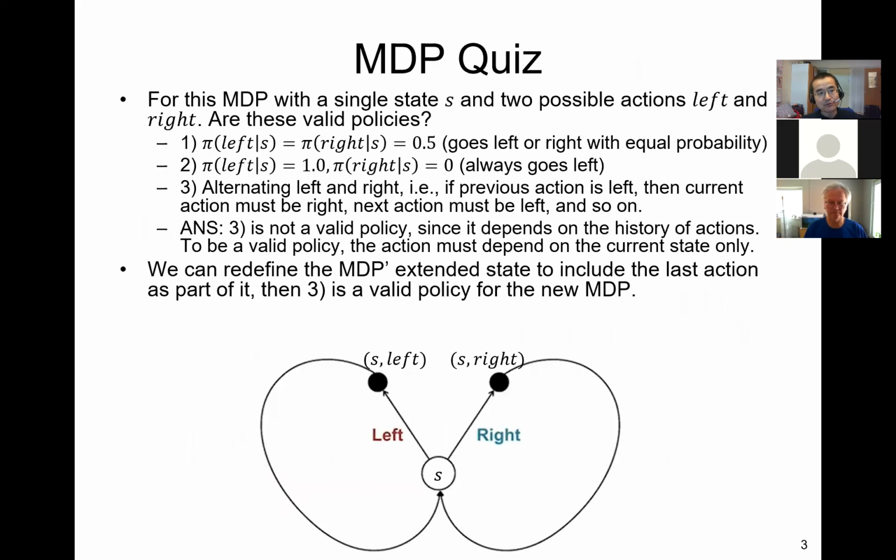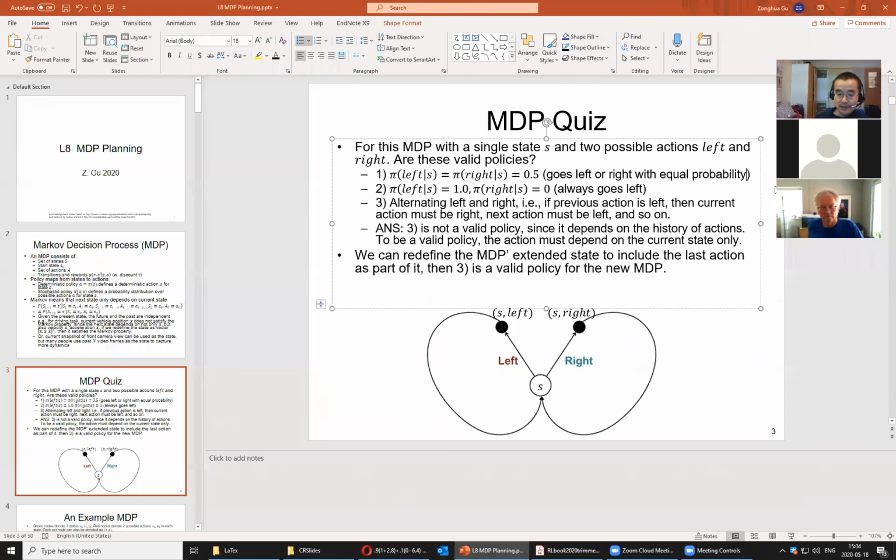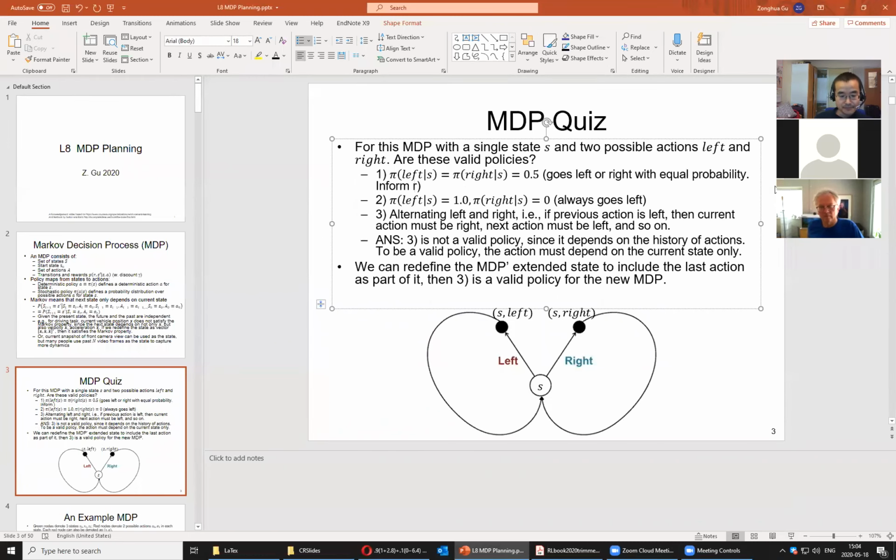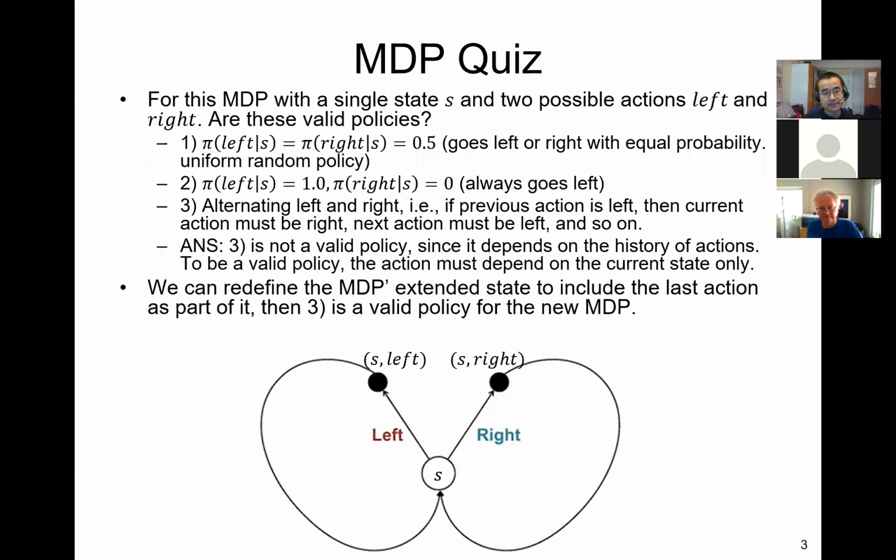So here's an example MDP with a single state and two possible actions, left and right. One valid policy is the uniform random policy. It goes left or right with equal probability. Another policy is always to go left, never goes right. The third one is alternating left and right.